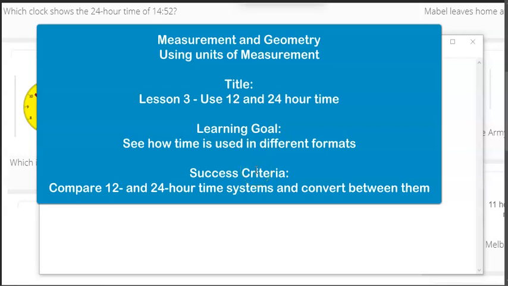For this skill, we'll be looking at using 12 and 24-hour time. This is lesson 3. The learning goal is to see how time is used in different formats, and the success criteria is to compare 12 and 24-hour time systems and convert between the two.